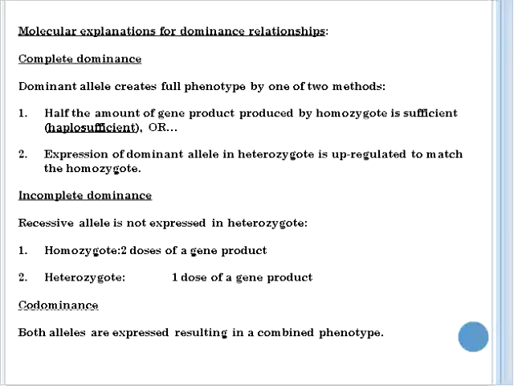With complete dominance, the dominant allele creates the full phenotype by one of two methods. Half the amount of gene is being expressed, or it's upregulated to match the homozygote. Whereas in incomplete dominance, the recessive allele is not expressed in the heterozygote. The homozygote gets 2 doses, the heterozygote gets a single. And in codominance, both get expressed, resulting in a combined phenotype.